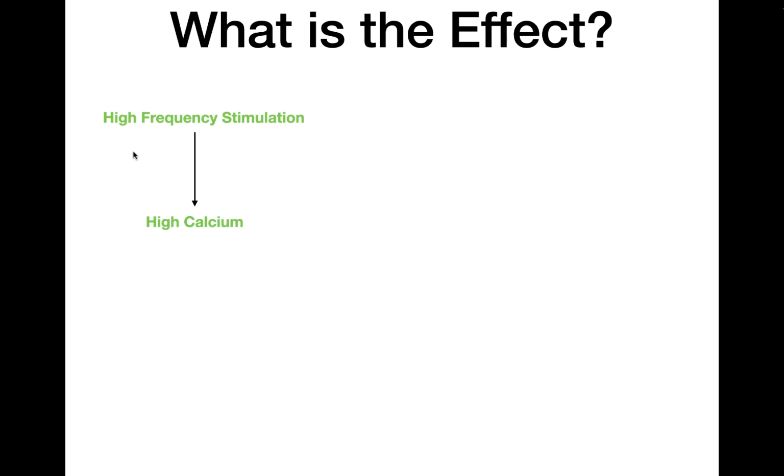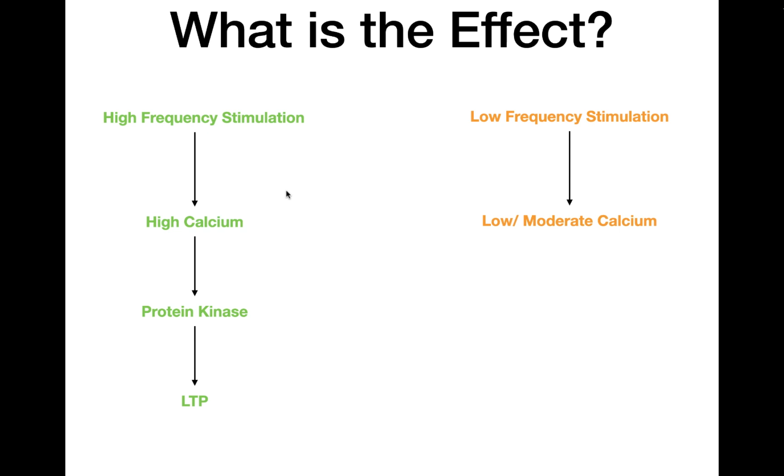And when we get high levels of calcium inside these neurons, the high levels of calcium will stimulate the activity of protein kinases. These protein kinases will then phosphorylate proteins that increase synaptic strength, which will therefore lead to long-term potentiation. Now, low-frequency stimulation will cause low amounts of calcium to come into the postsynaptic cell, which will stimulate protein phosphatases, which will cause long-term depression.